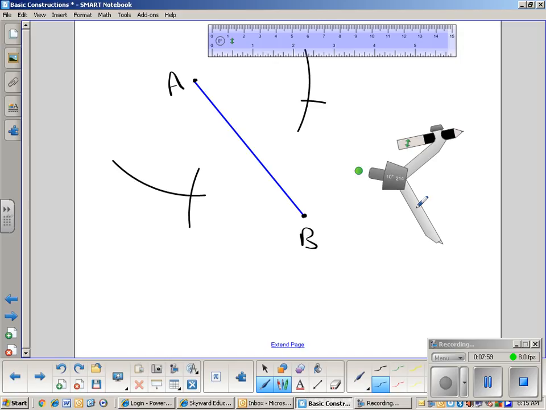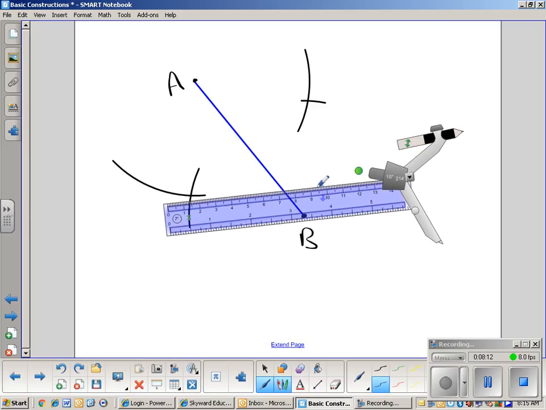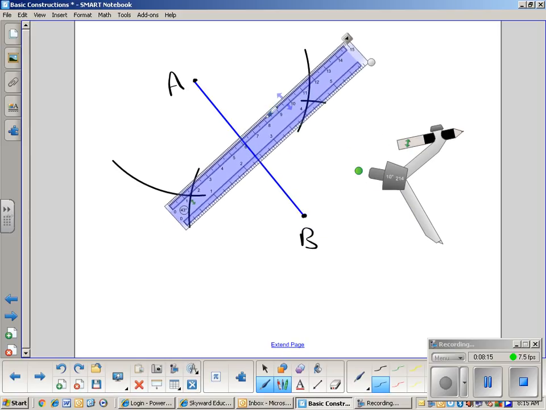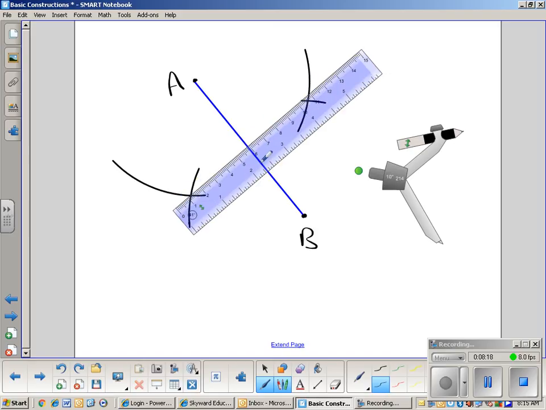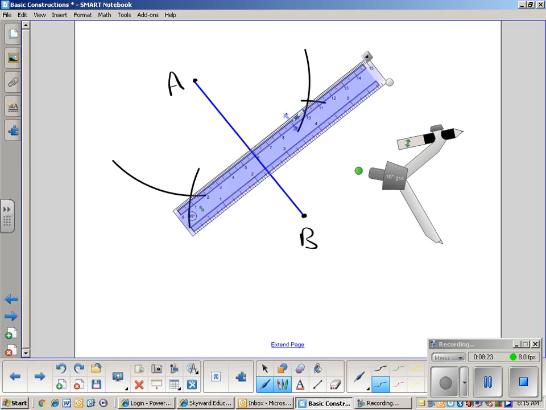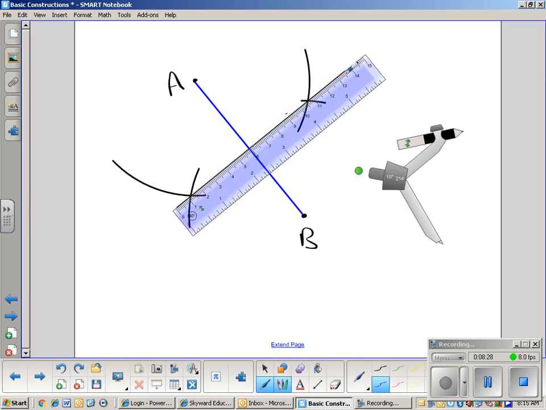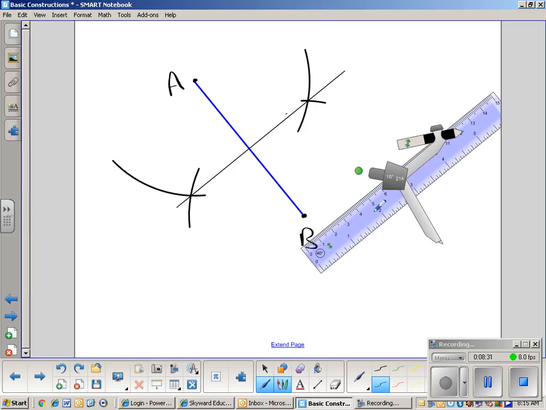What do I do next, Brad? I don't know. Okay, someone help Brad. What do we do next? Jackson? Draw lines in the intersections. With my ruler. I'm going to draw a line through these intersections. So it looks like that.